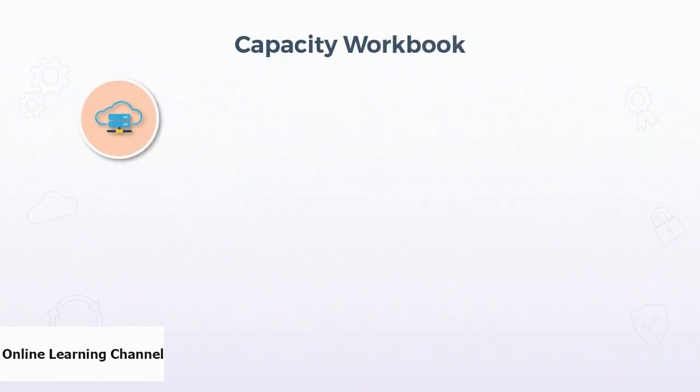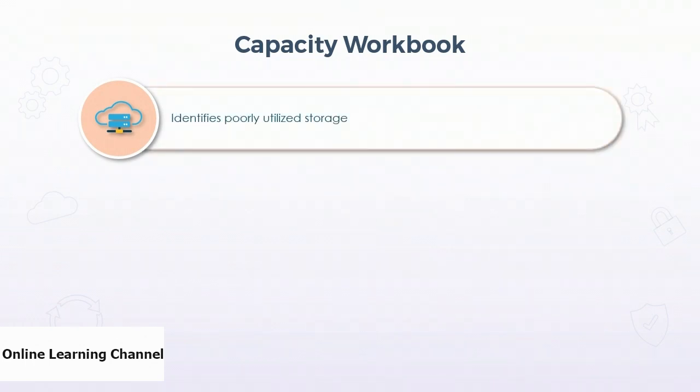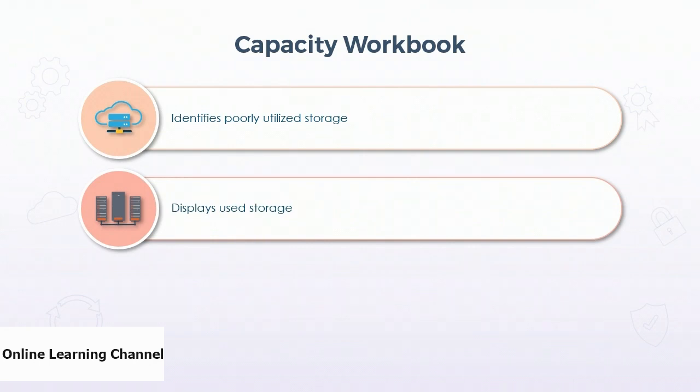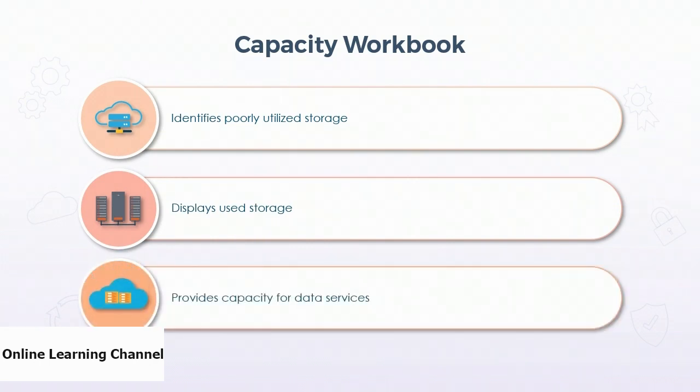One important workbook is the capacity workbook. This shows you the total storage used in the account and any poorly utilized storage, and it gives you all that in a display format, which helps you provide capacity for data services. So the capacity workbook is the one you want to open to identify any capacity issues that you may foresee or may be happening to you.